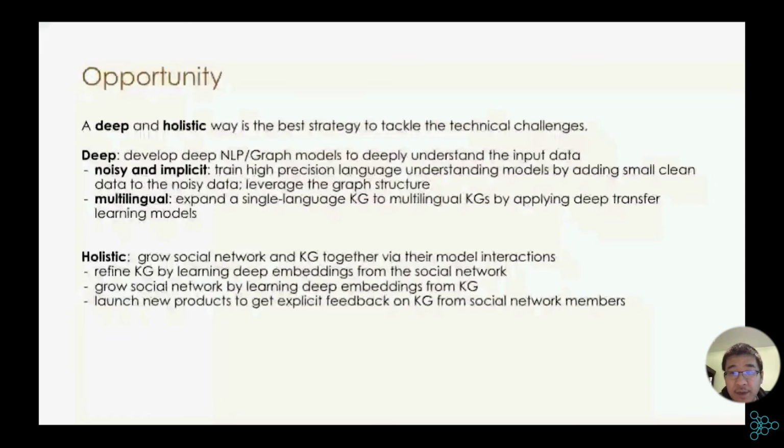Because the social network and the knowledge graph grow together over time, we need to model their interactions jointly and then refine one using the other. So those are the opportunities. Next, please.